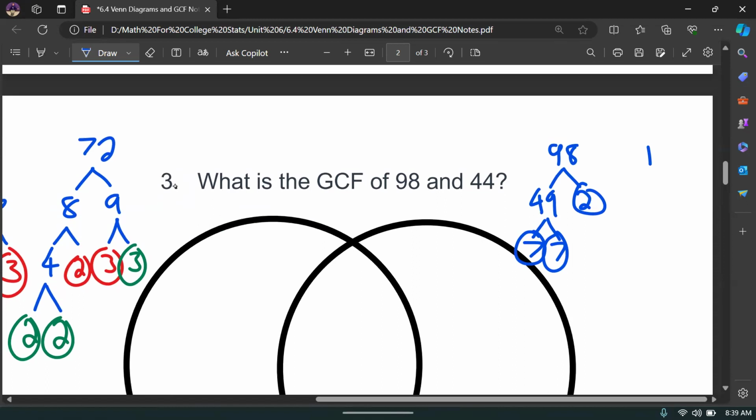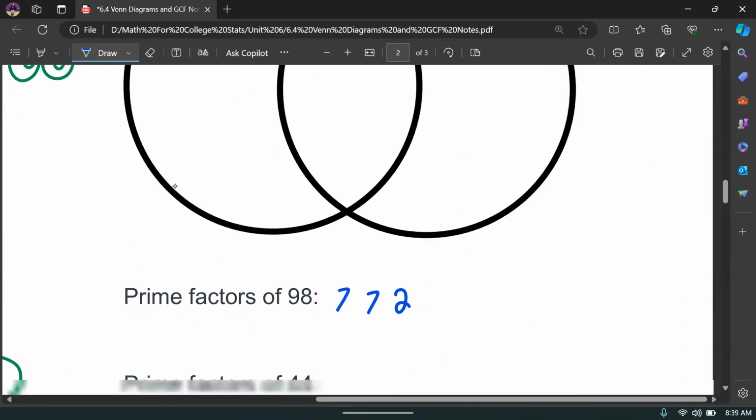Let's look at 44 now. So 44, I can break it into 4 times 11. 11 is a prime number, but 4 is not. So we're going to break 4 down into 2 and 2, which again are both prime numbers. So 44 is 2, 2, and 11.